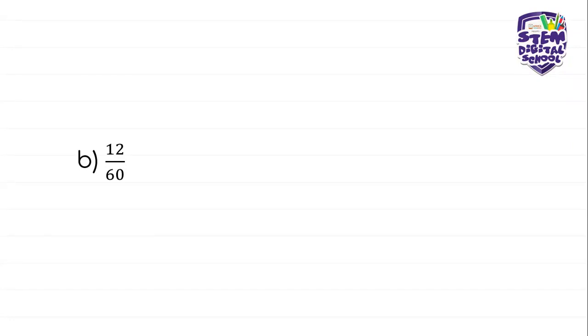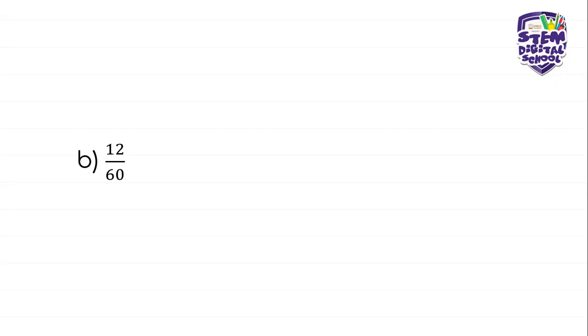So if you divide by 2, that's okay, but remember you'll have to get a new fraction which you must further divide. For instance, if you divide 12 by 2, you'll get 6. And then if you divide 60 by 2, you'll get 30. So it means you'll still have 6 out of 30. You still have to divide. And again, you can divide by 2 up until you get the right or final answer.